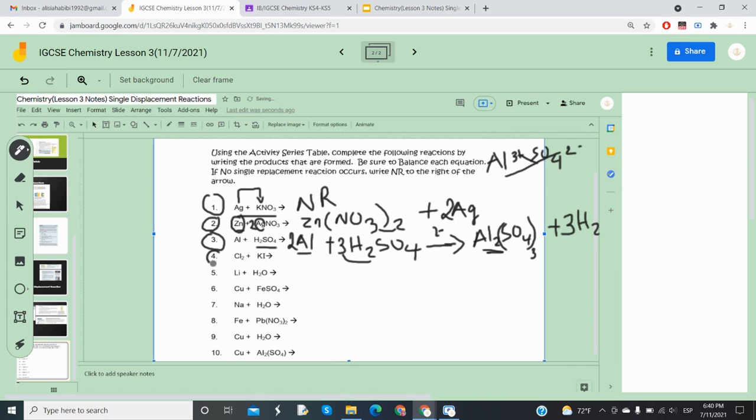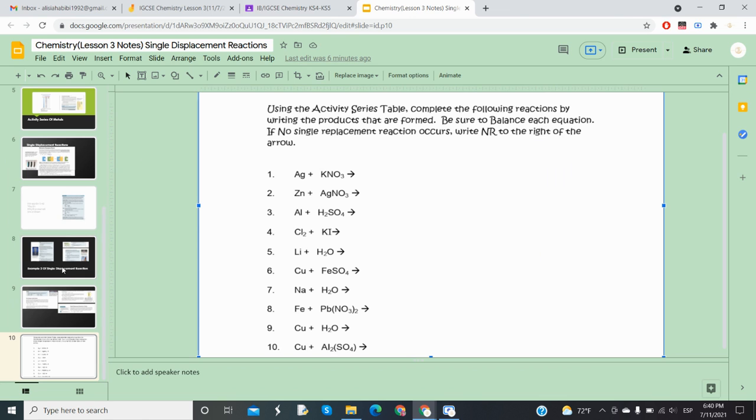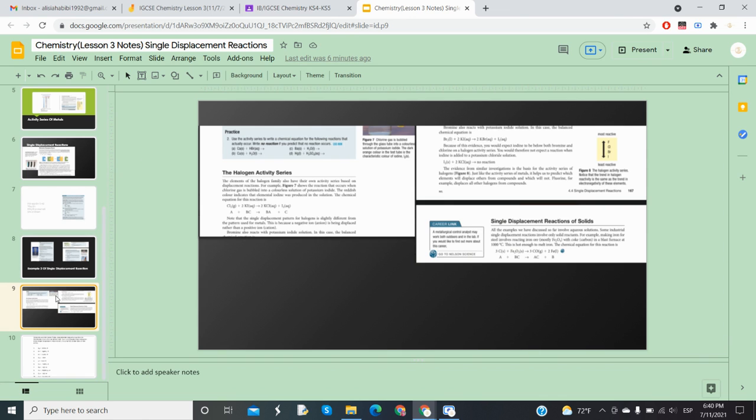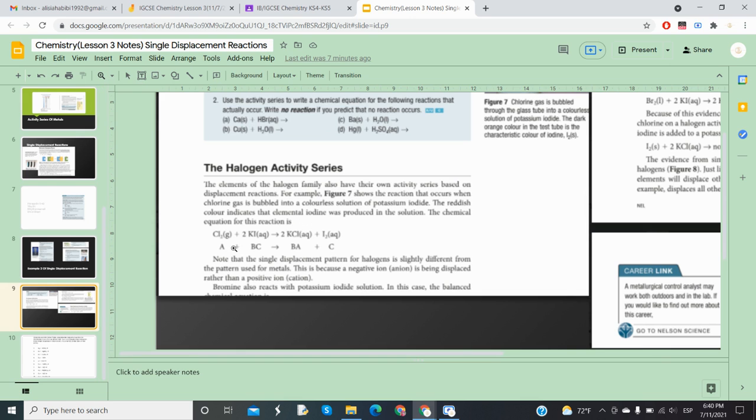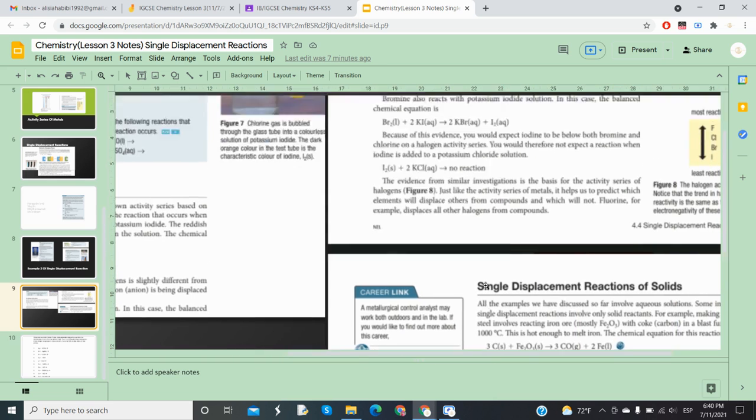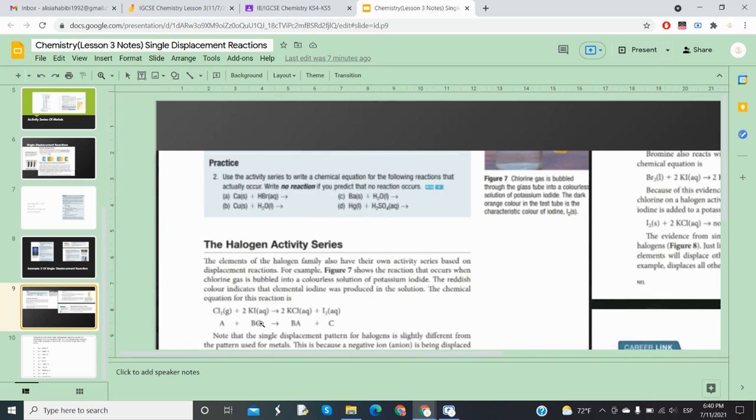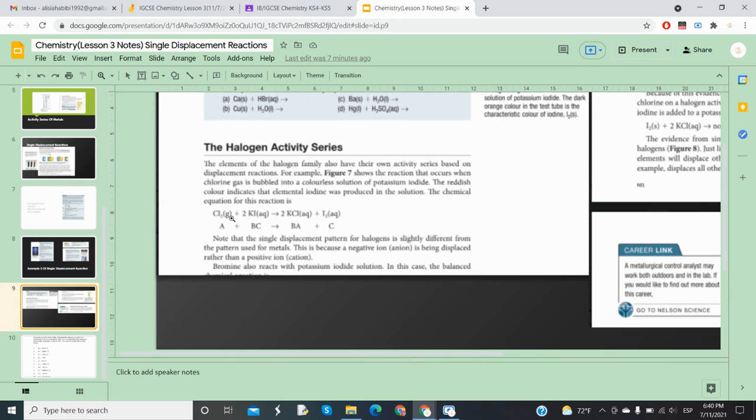Okay, guys, so the fourth question is we are reacting chlorine with potassium iodide, and I think we saw the exact same reaction in our slides, if I'm not mistaken, when we were looking at halogens. Yes, we already have seen it, so we're not going to do that. Just to zoom it in for you guys, it's actually this one. So we saw that chlorine reacts with potassium iodide, and since chlorine is above iodine on the activity series, it's going to be displacing it. So in the end, you're going to have this final equation, which is balanced.